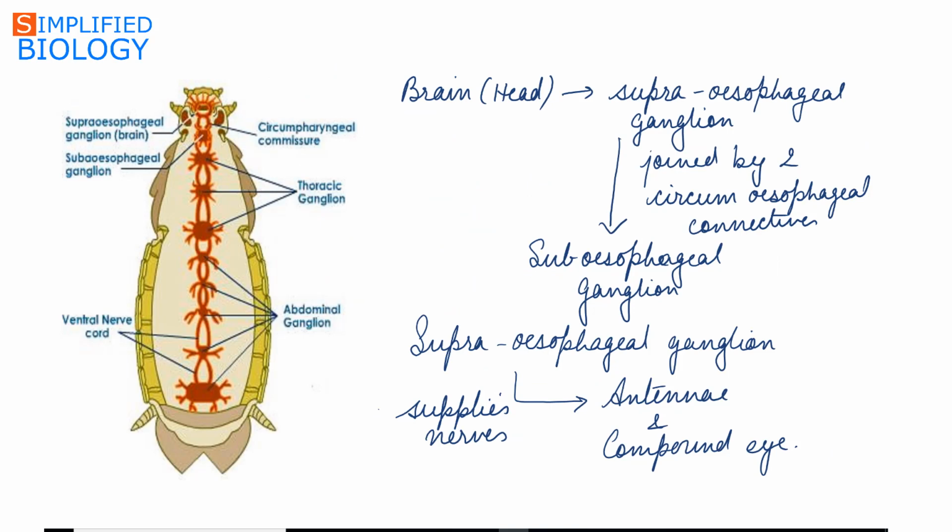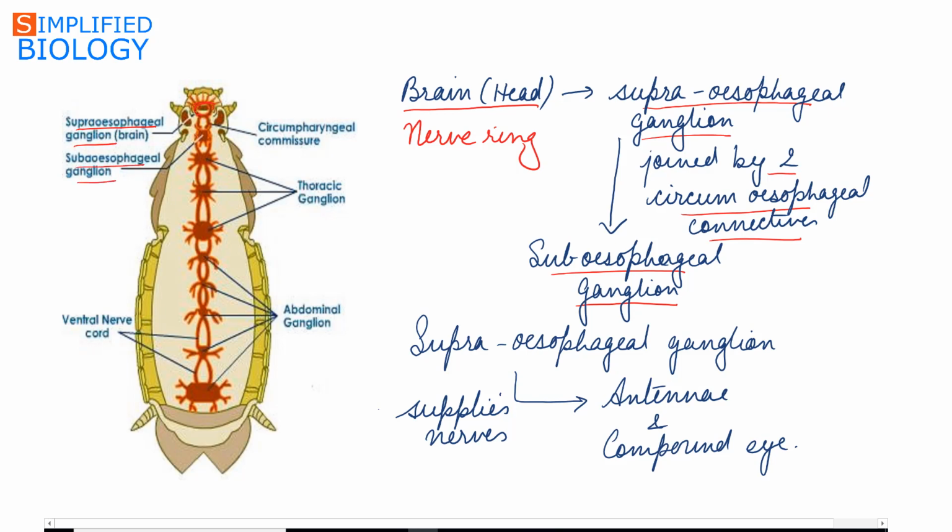Now the brain that is present in the head forms a nerve ring around the esophagus. It consists of supraesophageal ganglion. A supraesophageal ganglion is present that is joined to subesophageal ganglion by 2 circumesophageal connectives. The supraesophageal ganglion is joined to the subesophageal ganglion by 2 connectives to form the nerve ring.